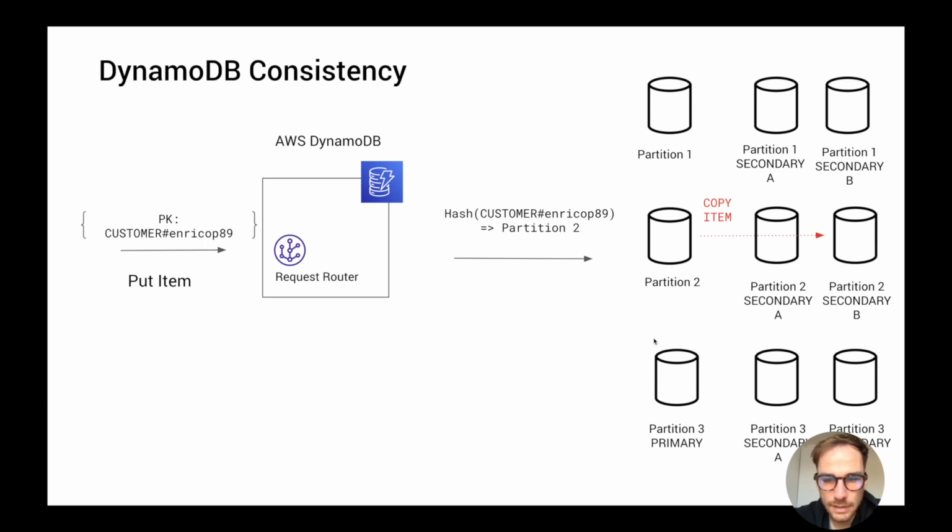So now that the partition 2 node has sent back the 200 OK response to the request router and the client, what it's going to do is copy the same write operation asynchronously into the partition 2 secondary B node. So it's going to be the same item again, copied asynchronously into the secondary B node. This is to ensure again fault tolerance on the partitions.